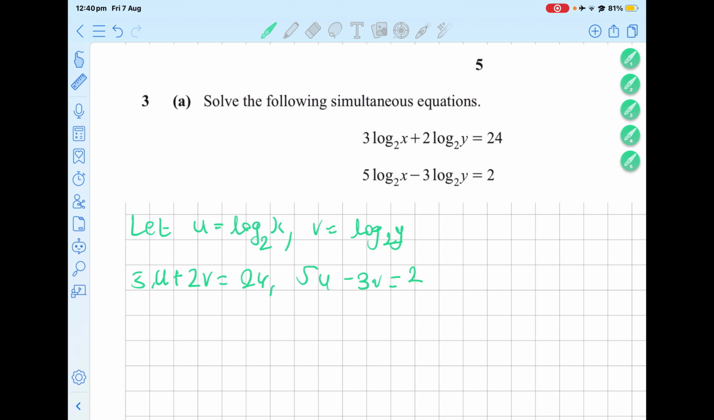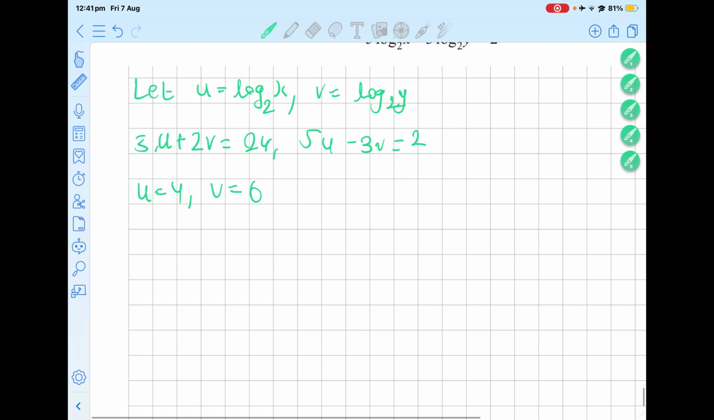First 3u and 2v gives us 24, then 5 and minus 3 gives us 2. So u must be 4 and v must be 6. So x must be 2 to the 4, which is 16, and y must be 2 to the 6, which is 64. So that is going to be our answer.